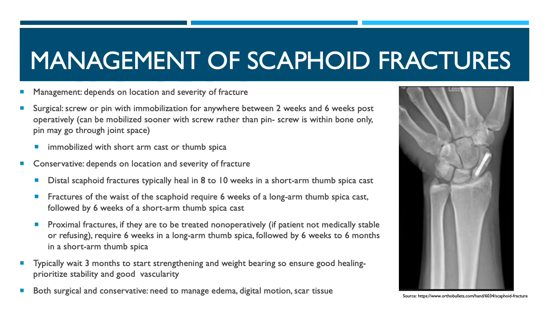Whenever they can start moving, you want to do really gentle, active range of motion first. Kind of let them go as much as they can, and then definitely wait at least 3 months to start strengthening or weight bearing to make sure that there's good stability and good vascularity. You'll need to manage edema and digital motion in all cases, and then for surgical cases, any scar tissue that comes up too. And just be really slow and gentle with these guys too. You don't want to sacrifice your new stability just to get mobility and then re-injure.